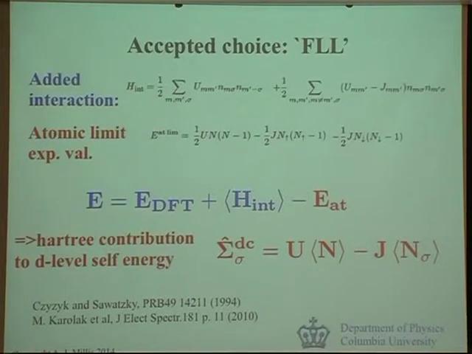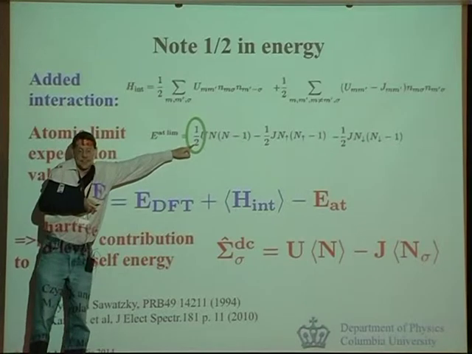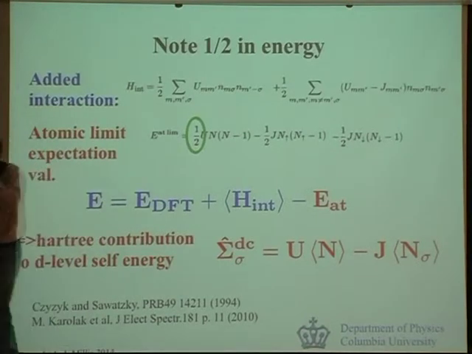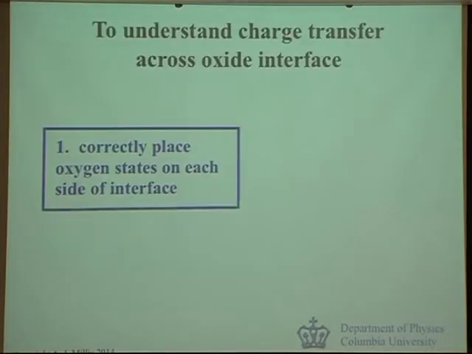If you're interested, it's discussed in more detail here. One thing I want to stress for later use, this is an interaction energy, right? An interaction energy counts each pair. So if you sum over all states, you have a half here. And don't forget that half.